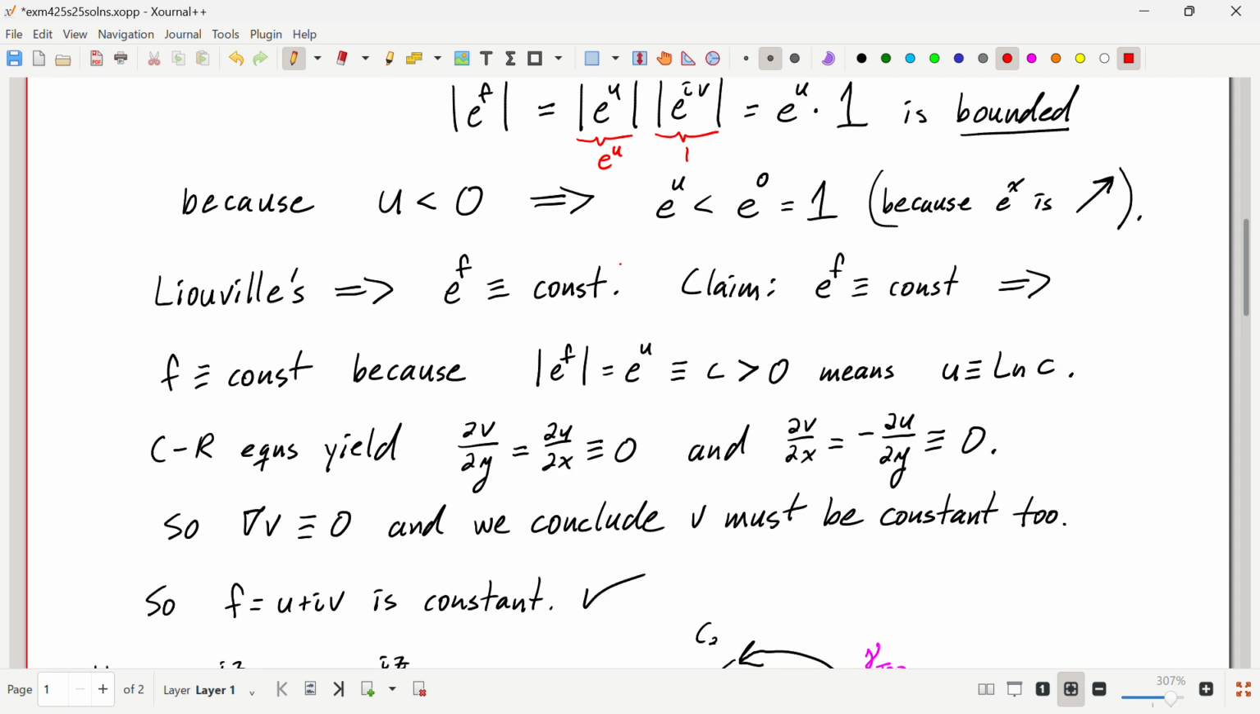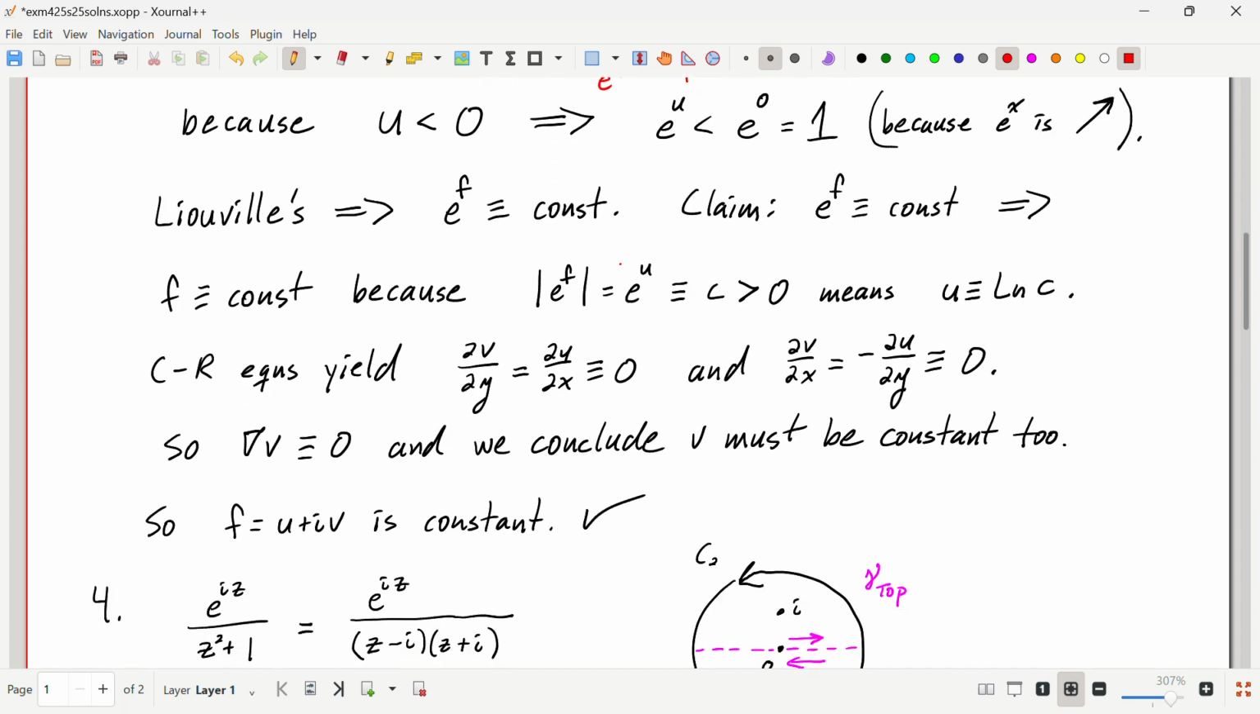Okay. And v is a harmonic conjugate for u, so the Cauchy-Riemann equations would show you that the gradient of v is 0. And so once again, gradient v being 0 means that v must be constant on the domain. So that was a 5-point part of the problem to do that properly. Questions about that?